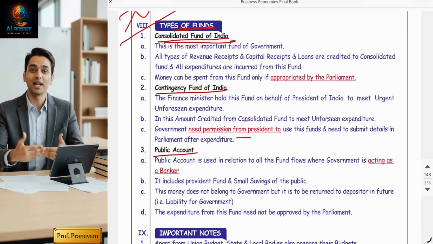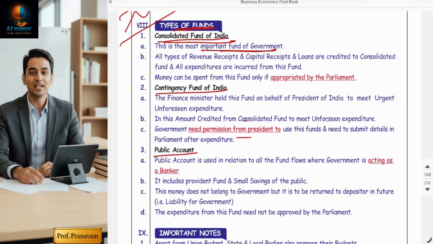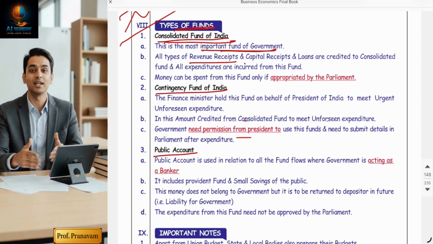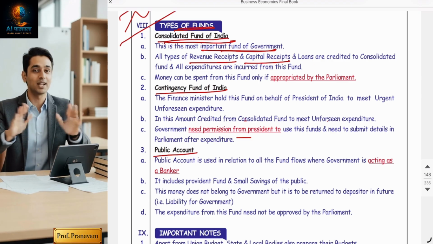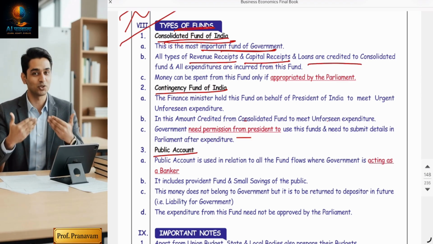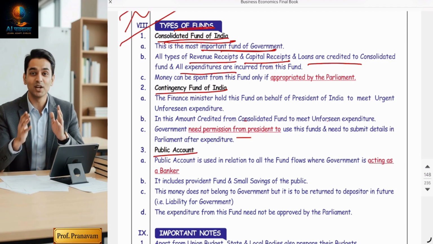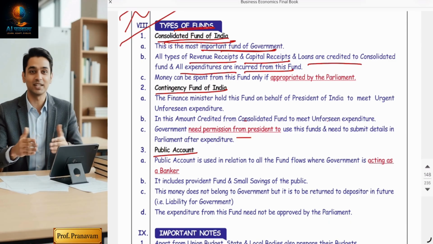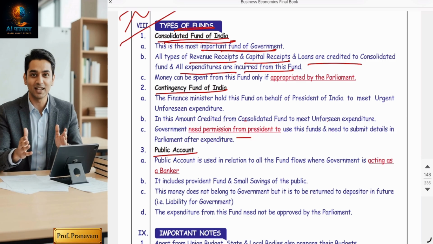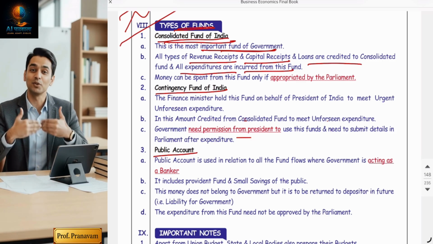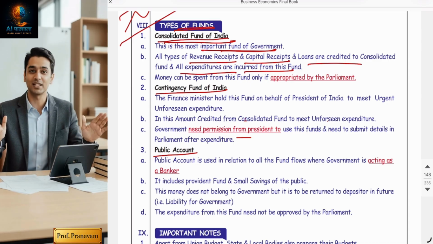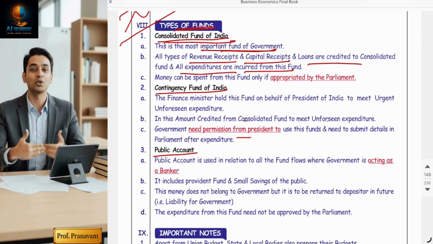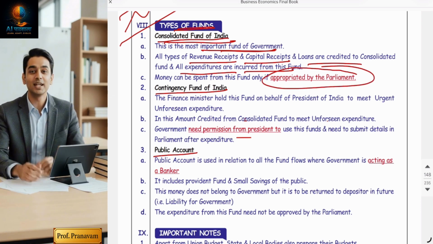First is the consolidated fund. It is the most important fund of the government. All revenue receipts and capital receipts, as well as borrowings, are credited to the consolidated fund, and all expenditures are incurred from this fund only. This is the main fund of the government. The entire collection of the country and the entire spending to run the country is done from the consolidated fund only. Money can be spent from this fund only. It is appropriated by parliament.